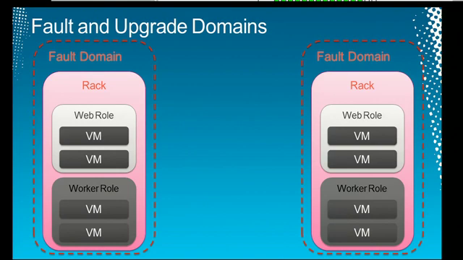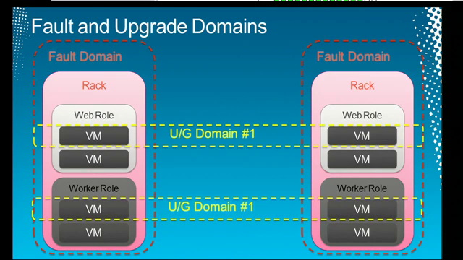So the concept of a fault domain is basically a single rack, within a single load balancer. Right? We have multiple fault domains where your application is put when you have multiple instances. So if I've got two instances of a role, we make sure that one is in one fault domain and one is in another fault domain to prevent them from going down.